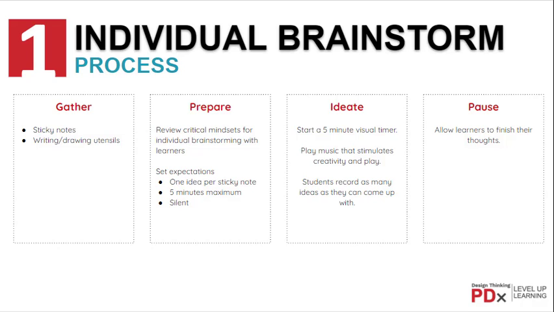To get started with the individual brainstorm process, you're going to want to start by getting a hold of some sticky notes and writing utensils. To prepare for it, I find it helpful to share some of the critical mindsets that will help your students be successful with the brainstorming portion. I'll share those with you in just a second. In general, you want your students to come up with as many ideas as they possibly can, putting one idea on each sticky note that they've got in front of them. We find that 5 minutes is about the right amount of time for generating ideas. Lastly, make sure that you give pause for your students who just need a second to finish their thoughts before moving on to the next step.